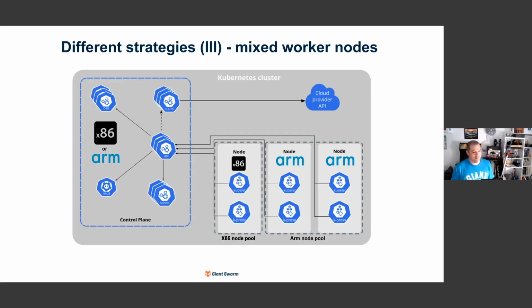And then a different strategy would be to have mixed nodes. In this strategy, I don't really care if the control plane is ARM or x86. It will depend on things we already said about this. But we will have mixed nodes. We have node pools with ARM processors. We have node pools with x86 processors.